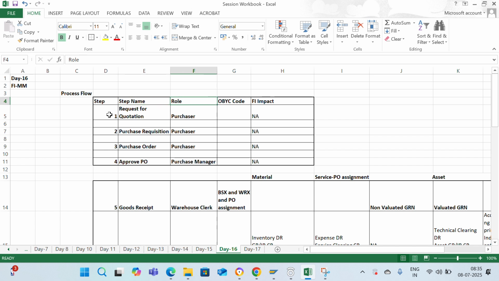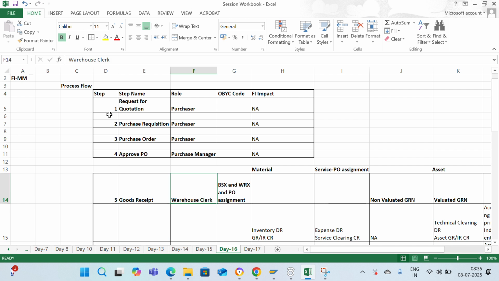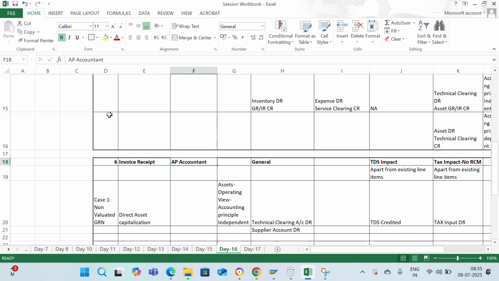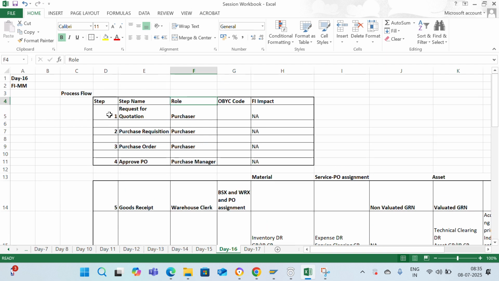Now, what is the role to perform these steps? So request for quotation is created by the purchaser. Similarly, PR, that is purchase requisition, and PO, that is purchase order. All these 3 steps are done by the purchaser. Approving the PO is done by the purchase manager. The goods receipt is posted by the warehouse clerk, and the invoice is posted by the AP accountant. So now we understood the role that is involved in each of the steps.